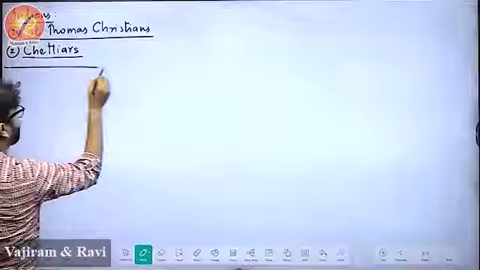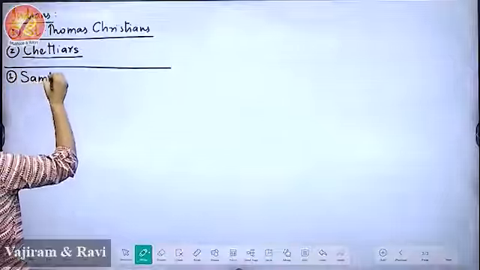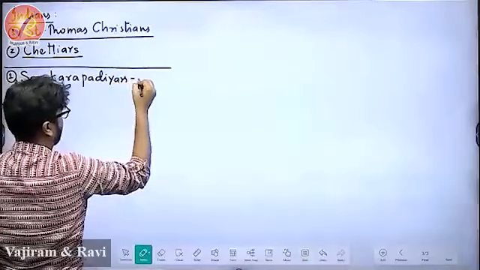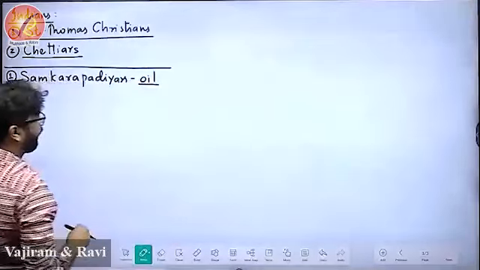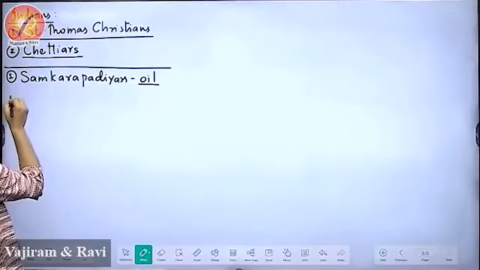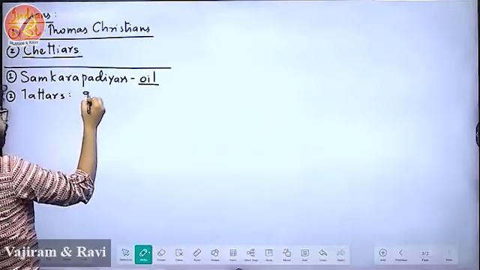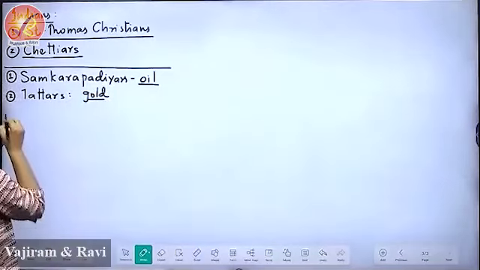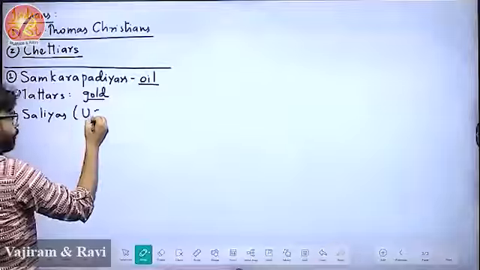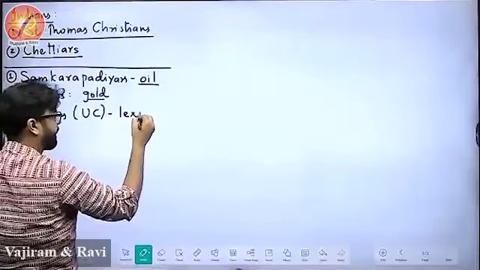Now pull a line like this. Start the numbering again. Number one, some Karpadayars. Some Karpadayars are oil traders. In our language, we will call them simply Teli. They are lower caste, but they are rich. Number two is Tattars. Tattars deal in gold. We will call them Sunar, lower caste. Number three is Salias. When I write UC, it means upper caste. They deal in textiles.